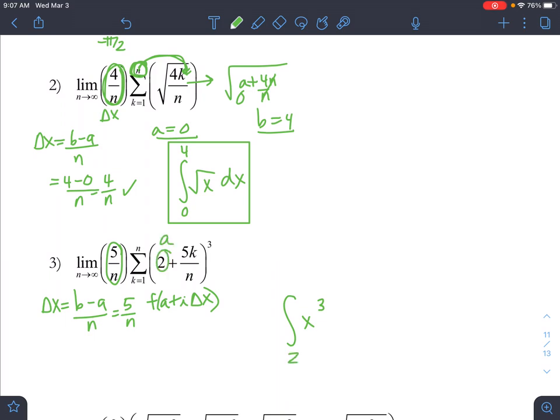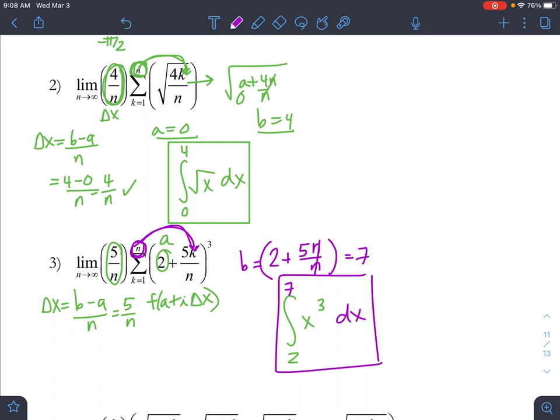All right, so this would be a. So we've got 2. And again, how do we find b in this case? We could plug in n for k, and then that last term would be 2 plus 5n over n, which would give me 7. So b, again, is that last term. If I plug in the last number, aka n, we get 2 plus 5n over n, which is 7. So we would go from 2 to 7 dx. And that's our final answer here. How do we know this is right? You could also check it this way. 7 minus 2 over n is equal to 5 over n, so that's definitely the case as well. So that's good news.